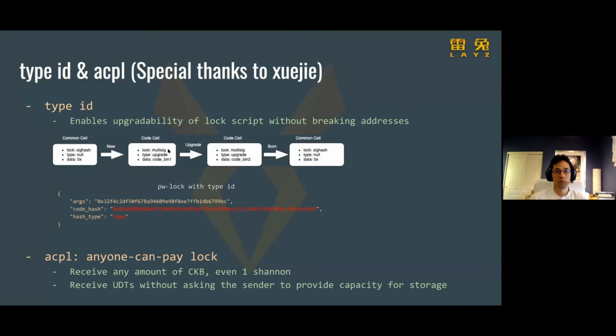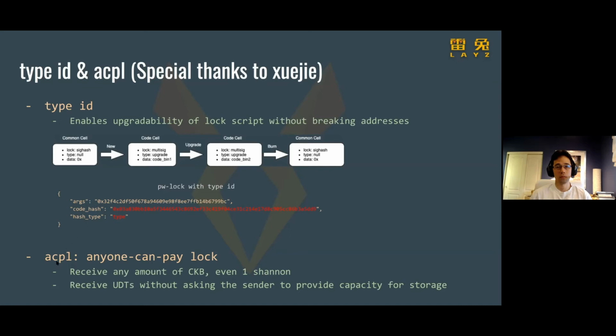And another thing I want to point out is we used a multi-signature lock for the code cell. This improves the security of the cell, and it makes it possible to involve community governance of the PWLock in the future.